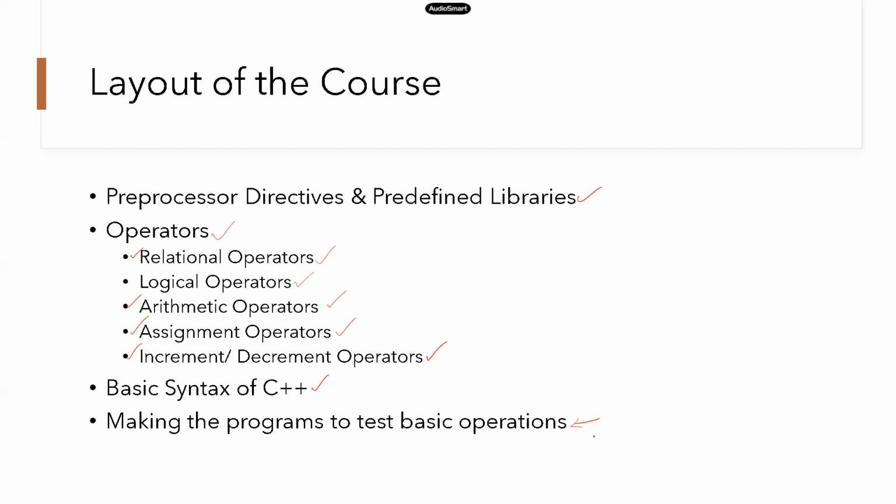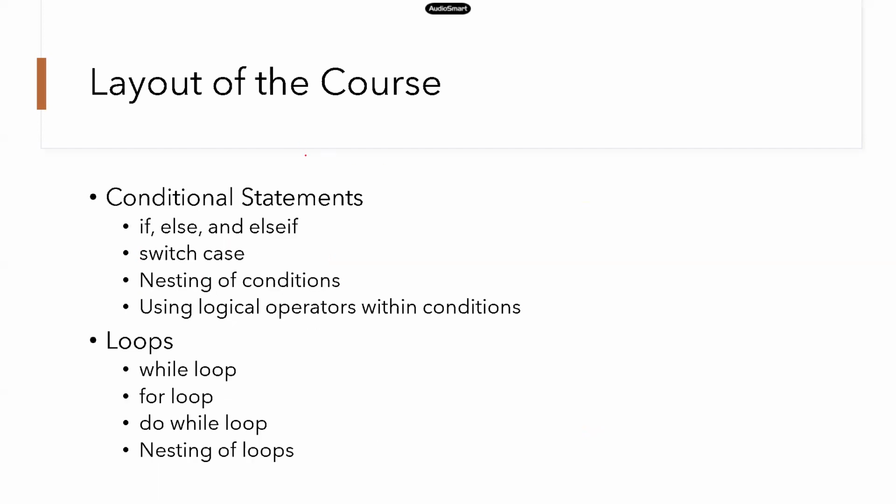So later on, we'll see the conditional statements, which would involve the if, else, and else if, the switch case, the nesting of conditions, including the if, else, and else if, as well as the switch case. Then using the logical operators within the conditions, which means that more than one condition can be tested using the logical operators. And what would be the particular output of that? So we would be seeing this in this particular section.